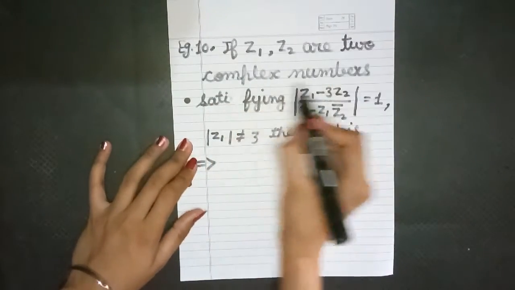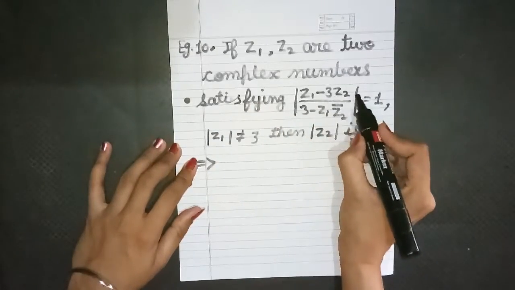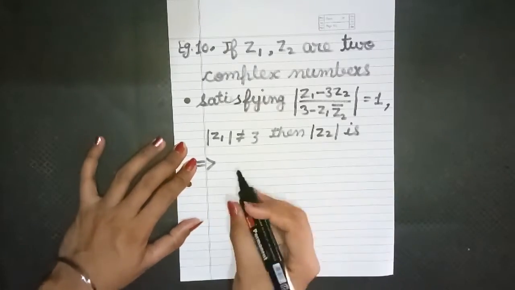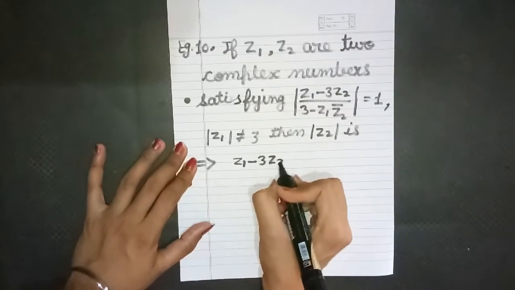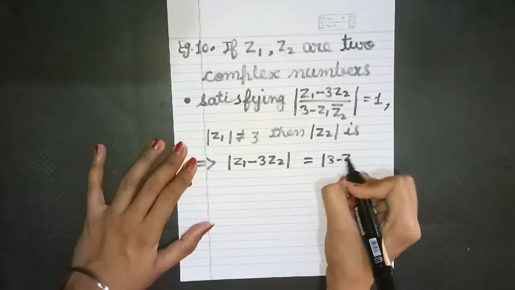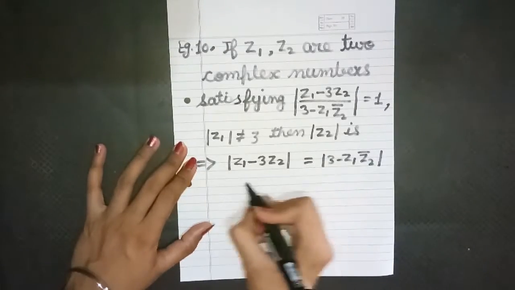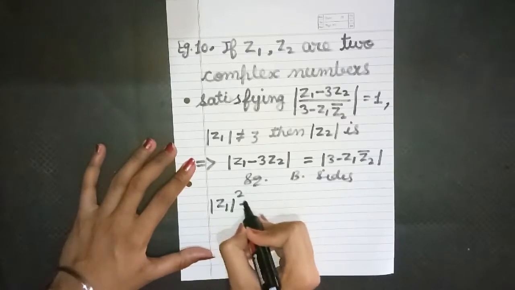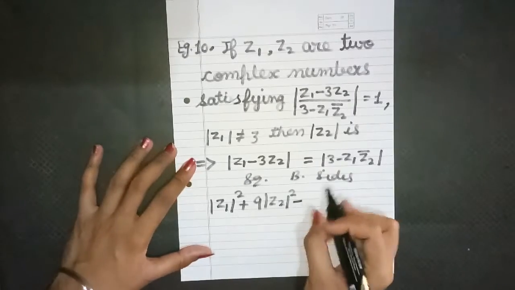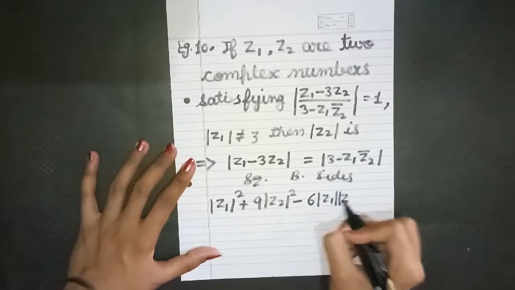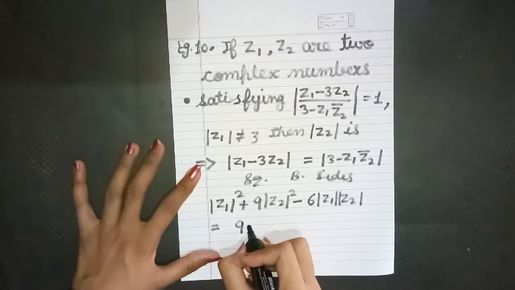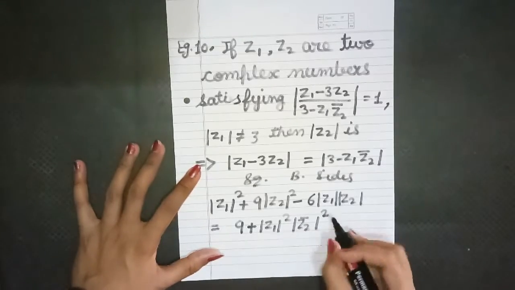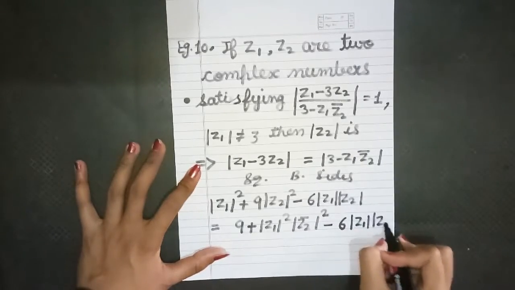Now the next example. If z1 and z2 are two complex numbers satisfying modulus of (z1 minus 3 z2) by (3 minus z1 into z2 conjugate) is equal to 1 and modulus of z1 is not equal to 3, then modulus of z2 is. Now let's start. Modulus of (z1 minus 3 z2) is equal to modulus of (3 minus z1 into z2 conjugate), right? Now squaring both sides, we will get square of modulus of z1 plus 9 into modulus of z2 square minus 6 into modulus of z1 into modulus of z2, that is equal to 9 plus modulus of z1 square into modulus of z2 conjugate square minus 6 into modulus of z1 into modulus of z2 conjugate.